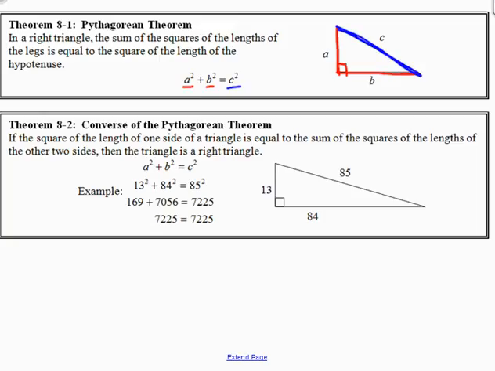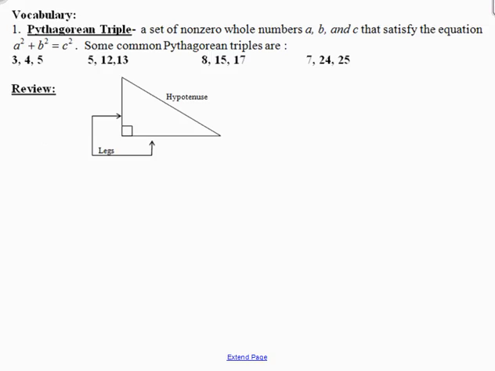So that's the basic formula for the Pythagorean theorem, and I believe you've already seen this before. But since it's such an important topic, we spend a whole day learning it. Going back over here, a Pythagorean triple is a set of non-zero whole numbers. So a, b, and c need to be whole numbers and satisfy the Pythagorean theorem. So there's two things: they need to satisfy the Pythagorean theorem and be non-zero whole numbers.